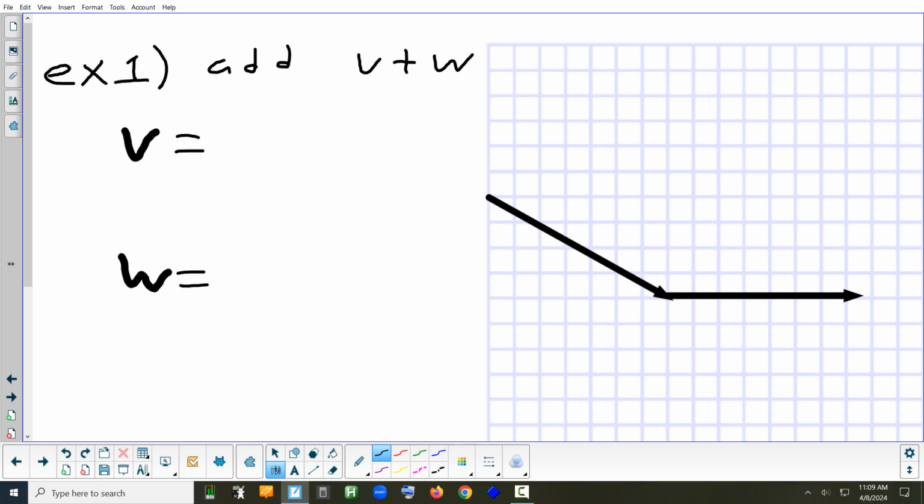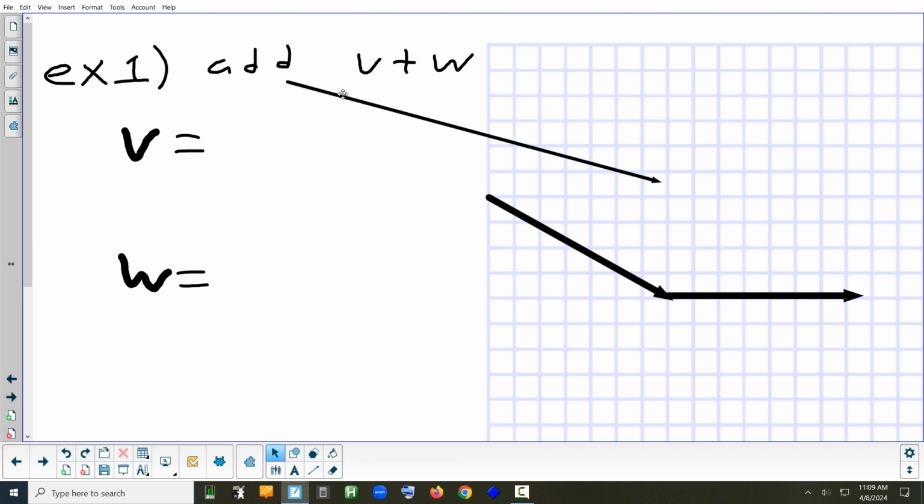Yeah, so if you do draw it, you could make it a right triangle. But right now it is, yeah. So let's finish up what they're asking us to do here. Draw the point from the initial of V to the terminal of W, and that is the answer they're looking for.